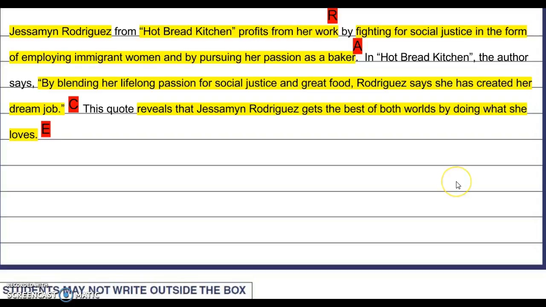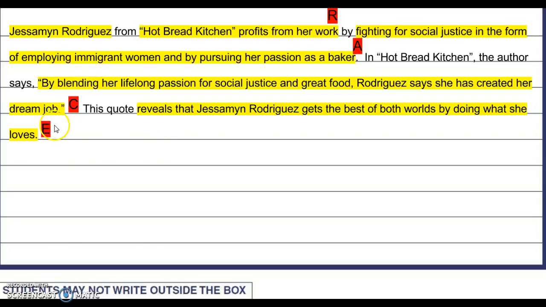Okay, well, I can check myself because I know up here I've already used the word passion as a baker. So it's her lifelong passion. Same thing here, social justice, fighting for social justice. So you can see the very direct connections here, which proves that this evidence supports my answer. Okay, so that takes care of my C, which stands for cite or quote, if that's an easier word.